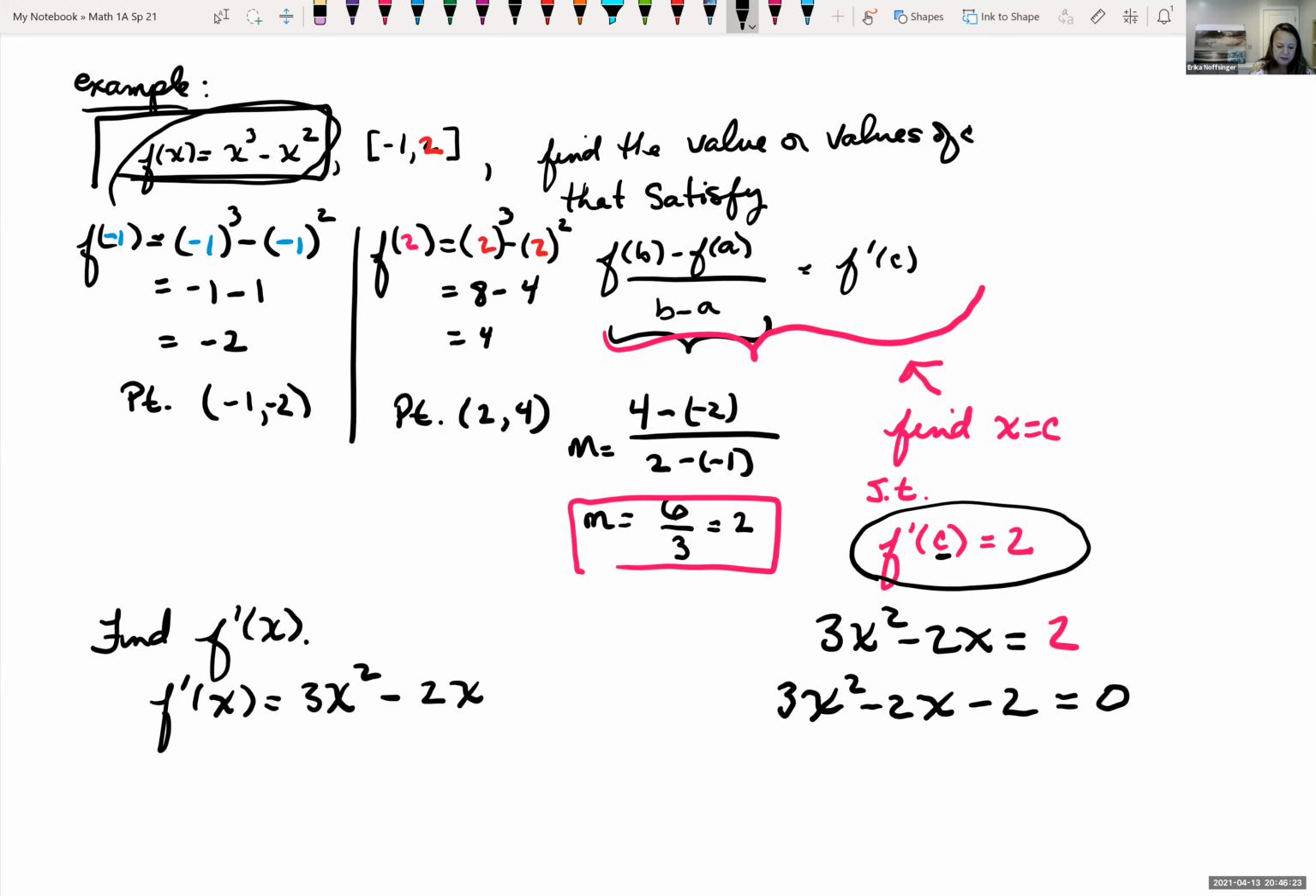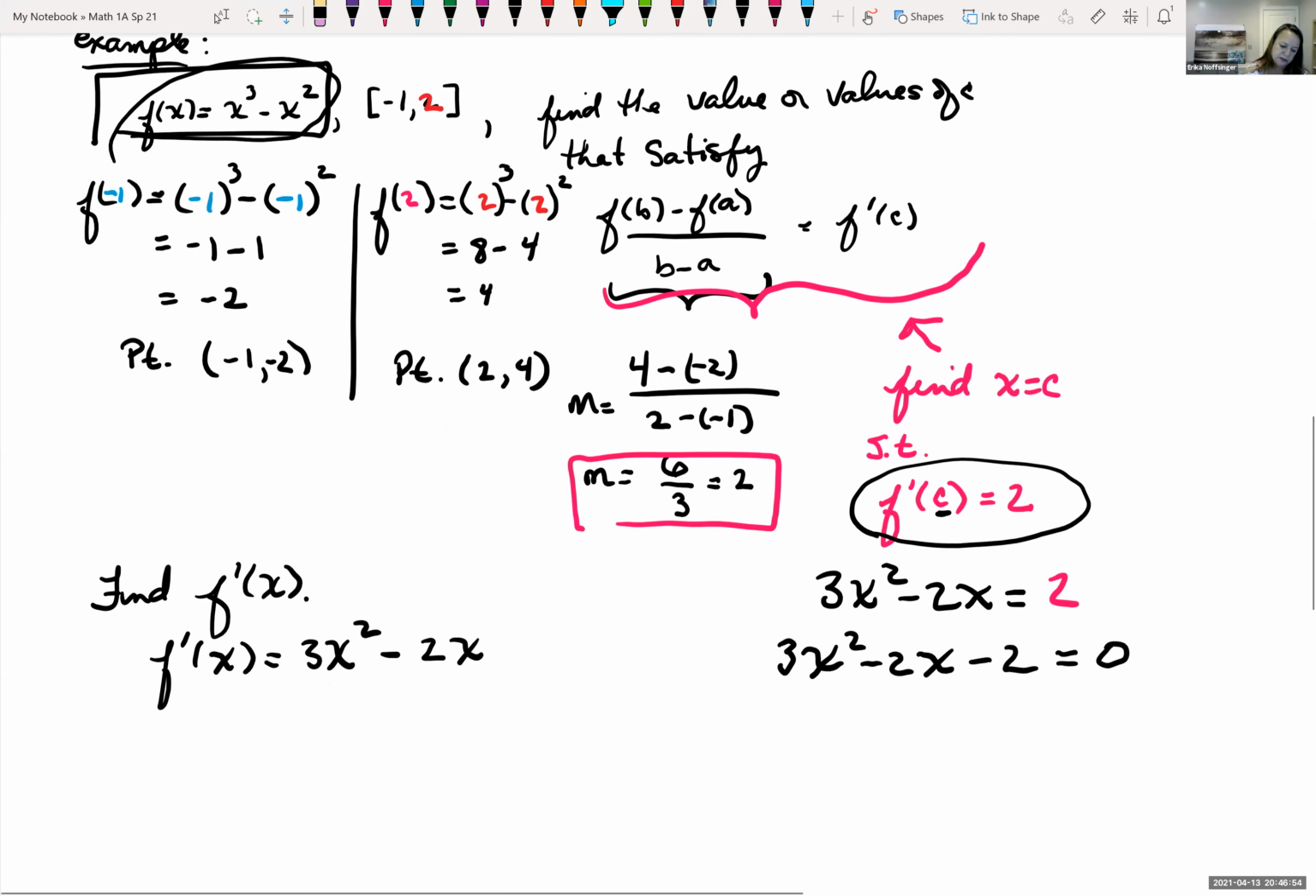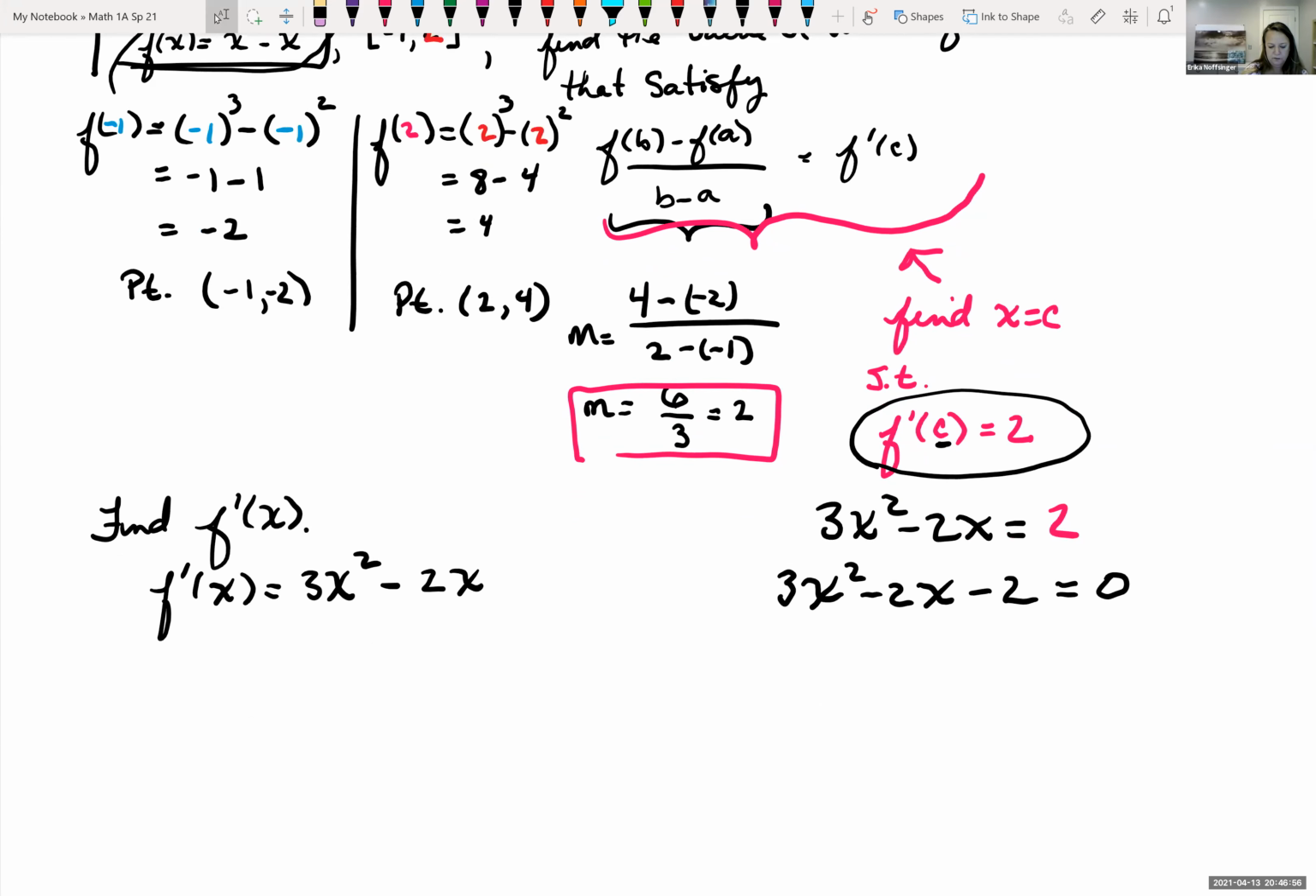I want to factor this if possible. That's probably the fastest way. Let me see. I have 3 times -2 is -6. Are there two numbers that multiply to -6 and add to my middle term -2? Actually, I don't see any numbers that would work. 2 and 3 don't work. 1 and 6 don't work. So it actually is not factorable over the rational numbers. So we need to use the quadratic formula.